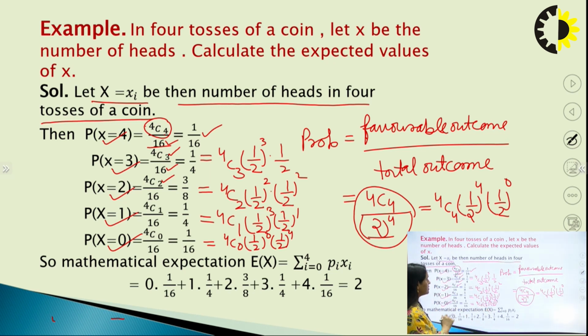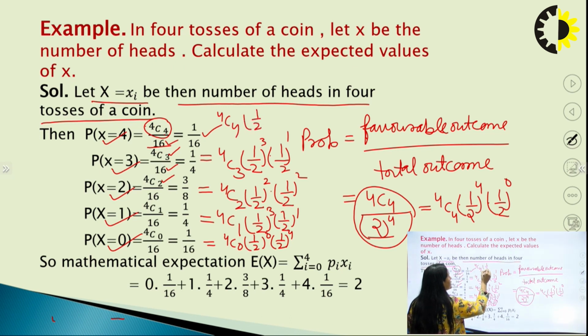Now, if we see very carefully, please check, in the first one we are getting 4C4, 1 by 2 to the power 4 and 1 by 2 to the power 0. Now, what are we tossing here? We are tossing a coin. So, in a coin, what can the outcomes be? The outcomes can be either head or tail.